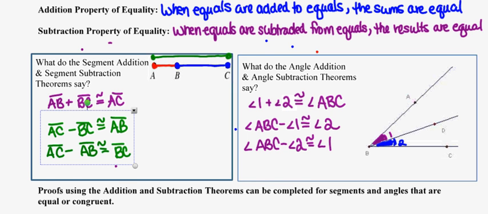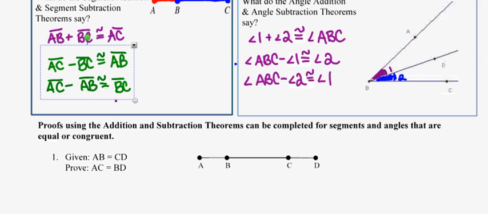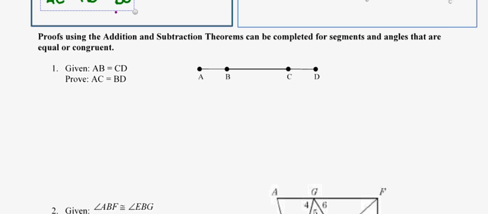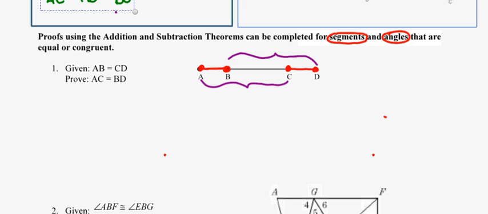All right, so we do proofs using the addition and subtraction theorem when we have segments or angles that are equal or congruent. So when we talk about this, we can be talking about either the geometric shapes of line segments or angles. If we're given that line segment AB is equal in length to line segment CD, in other words, the two red ones are congruent, and we want to prove that AC and BD are the same, notice that in that picture, the overlapping piece that's included in both of those purple segments would be the blue one from B to C.